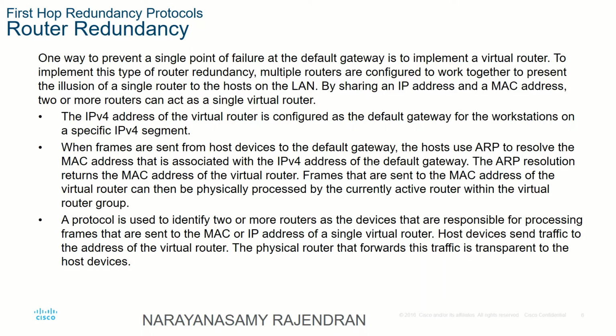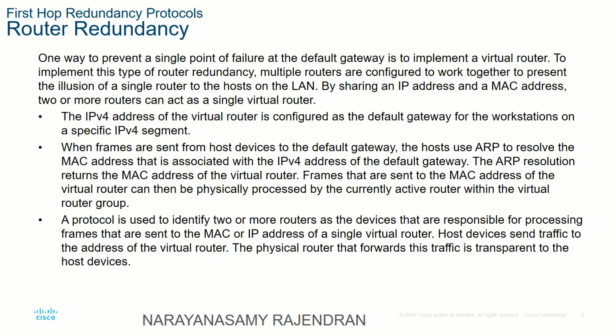When an end device is required to forward frames to the default gateway, that is now the virtual router, the host uses ARP, the Address Resolution Protocol. We know ARP is used to resolve the MAC address that is associated with the IPv4 address of the default gateway. Finally, the ARP resolution returns the MAC address of the virtual router. When frames are sent to the MAC address of a virtual router, they can be processed by the physical router that is the current active router within the virtual router group.